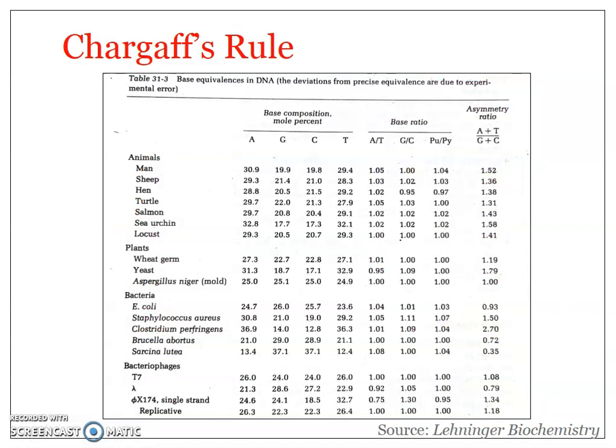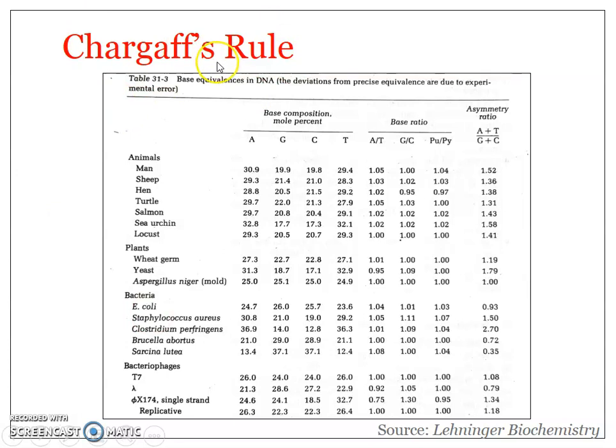Erwin Chargaff and his colleagues studied the amount of each of the bases, the base composition, of different species of animals and plants and even smaller prokaryotes. And they found that in every DNA they had almost equal numbers of adenine and thymine residues and almost equal numbers of guanine and cytosine residues, and this is what is referred to as the Chargaff rule.